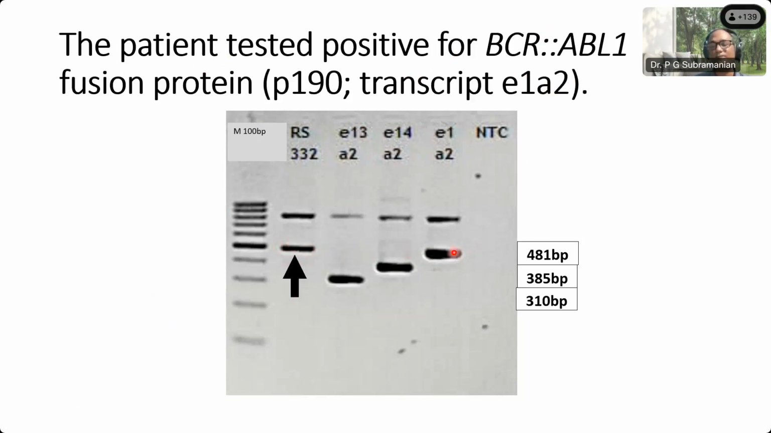So there is a band here. This band matches the 481 base pair, which is of E1A2. There are various primers, so based on the sizing, we will know which transcript type it is. So E13A2 is here, E14A2 is here, E1A2 is here. Various BCR-ABL types are there, which I think we have covered in the CML talk. So this is an E1A2 transcript type, or in terms of protein, it is P190. E13A2 and E14A2 are P210 type transcripts, and this is the P190. This is the commonest P190-associated ALL transcript in this case.